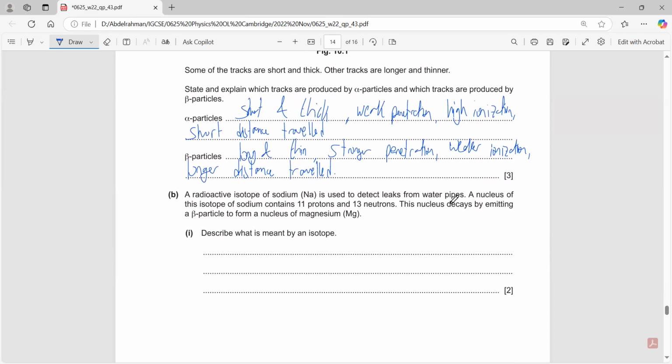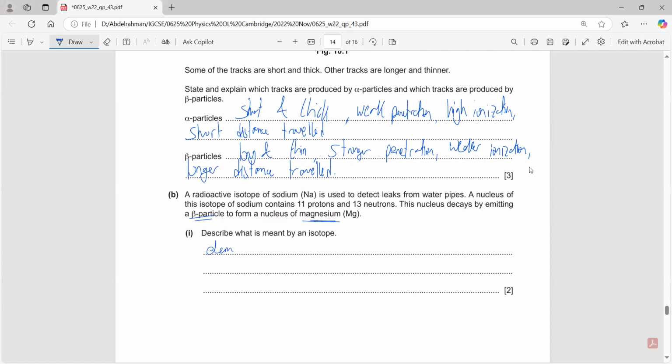Radioactive isotope of sodium is used to detect leaks from water pipes. A nucleus of this isotope of sodium contains 11 protons, 13 neutrons. This nucleus decays by emitting a beta particle to form magnesium. Describe what is meant by an isotope. That's easy. Isotopes are the elements with the same number of protons and different number of neutrons.